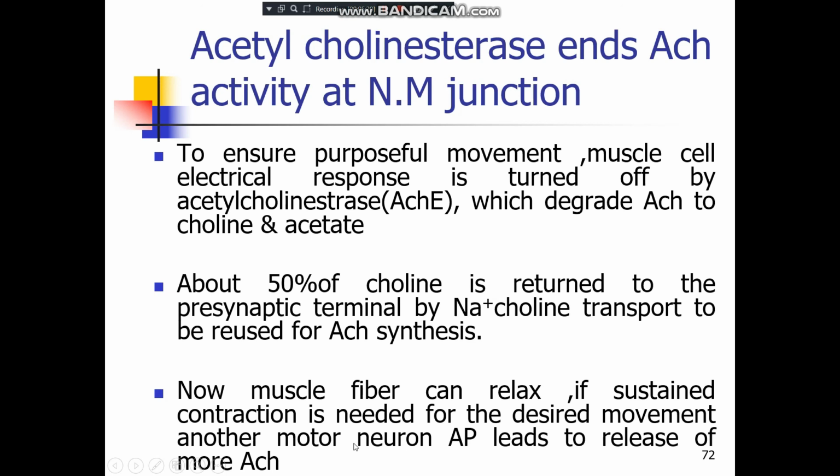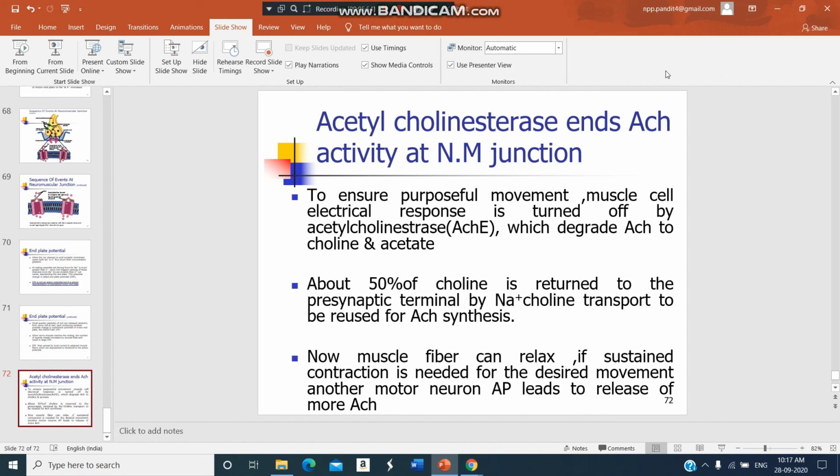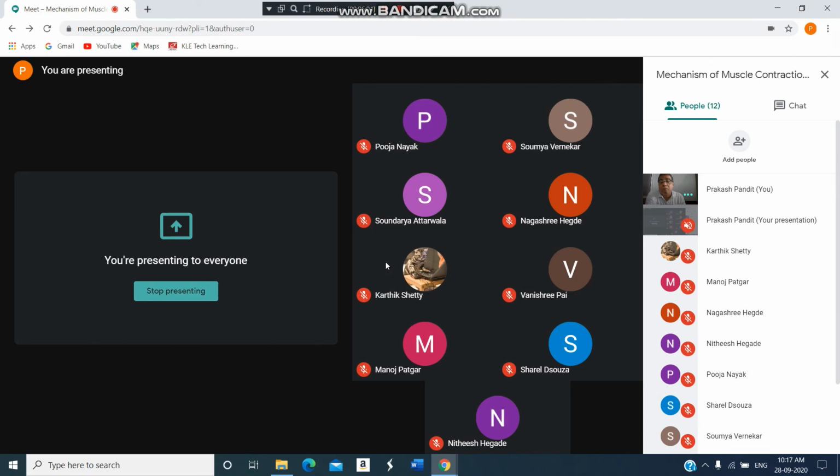If sustained contraction is needed, another motor neuron impulse leads to the release of more acetylcholine, and continuously there should be information from the nerve. It should release the acetylcholine, and the acetylcholine should bring all these changes continuously. That is what happens if muscle contraction is really needed continuously. So this is how muscle contraction is brought about.